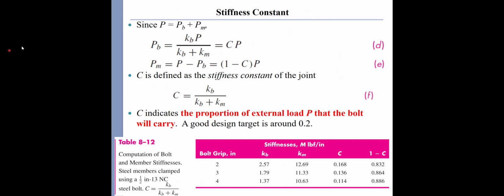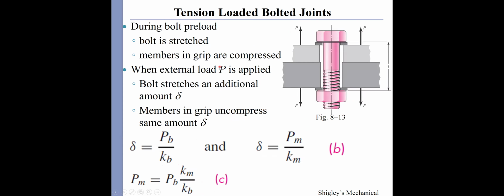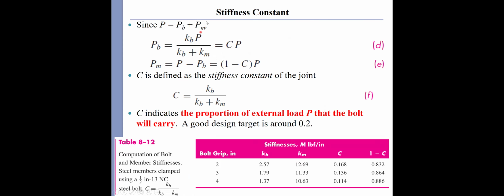Since the P, what is the P? P is the external load, right? External load equal to PB plus PM. And the PB equals to KB times P over KB plus KM. Okay, we have the P, we have the PM, right? PM, we can plug the PM here. Okay, so we can find the PB.